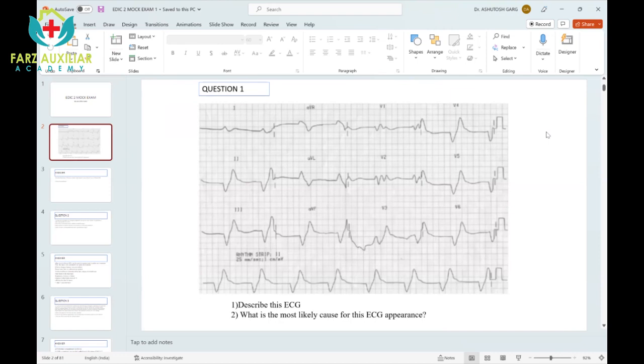Paced rhythm. How can you say paced rhythm? Are you getting any pacing spikes? Yes, sir, we can see the pacing spikes. Where? Can you see this is the pacing spike? This is the change of lead from first to AVR, and then from AVR to V1.